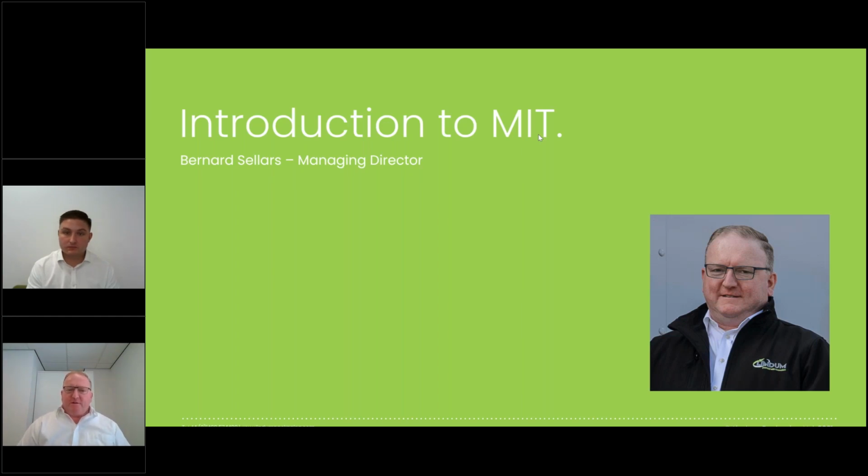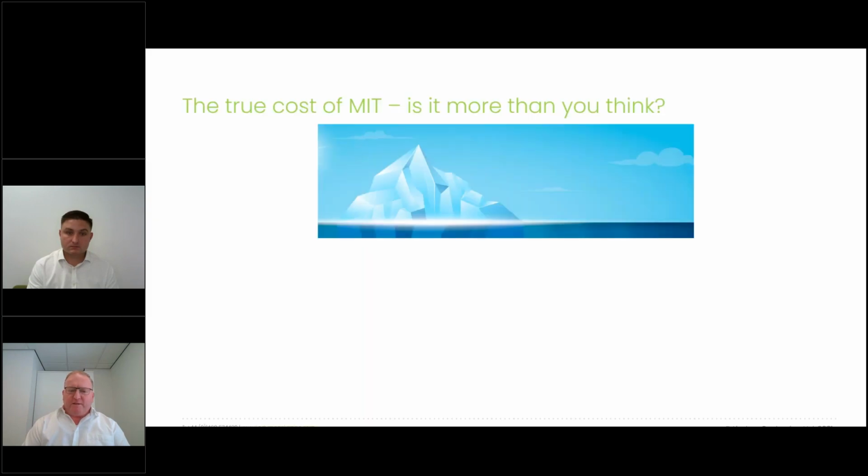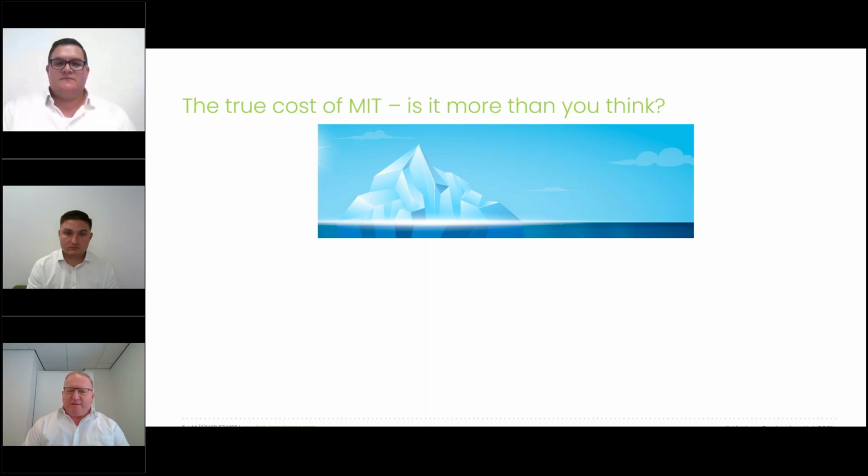I've been asked to do a brief introduction to movement in transit, or MIT. The fact that we're on this call probably means we don't need much in the way of an introduction. It is an aspect of the supply chain which is a challenge, and it has the potential to be very costly, both financially or indirectly, and to our brand. So the true cost of movement in transport is generally more than we think. There's three well-known aspects. There's the loss of damaged goods, there's transport costs, and there is credits to customers.